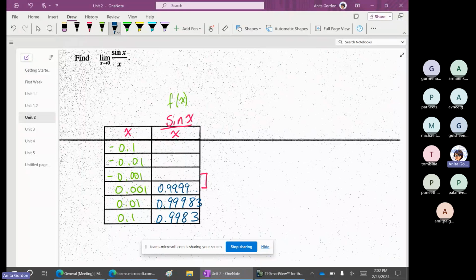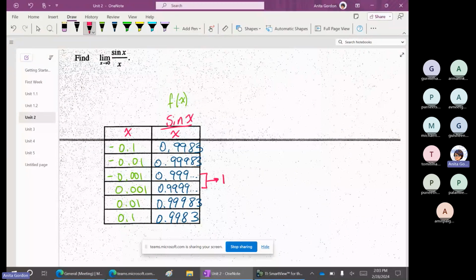And same with the negatives, right? Sine, the graph is symmetric, yes. So your answers will be symmetric too. 0.999 dot dot dot. So both of these are approaching the value of 1.